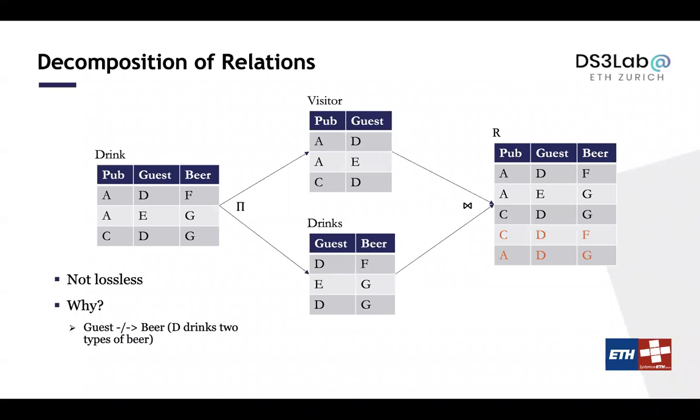Why? If you think about this, you do not have either of these two functional dependencies. You do not have the functional dependency from gas to beer. You do not have the functional dependency from gas to pub. Because of this, if you decompose it, you will have a lossy decomposition. Once you join them back, you will have more tuples. Okay.